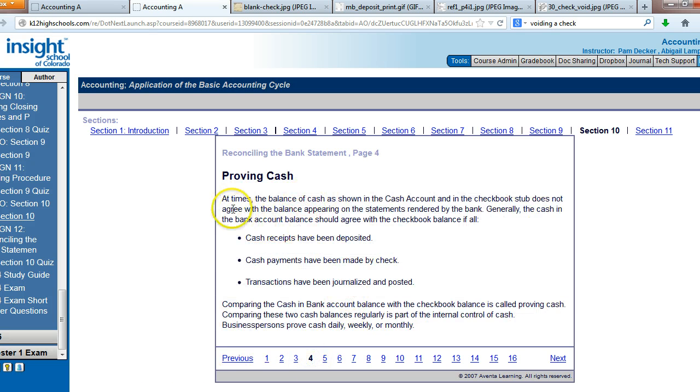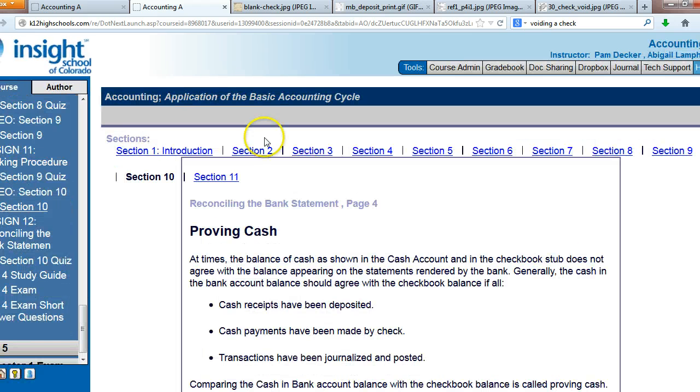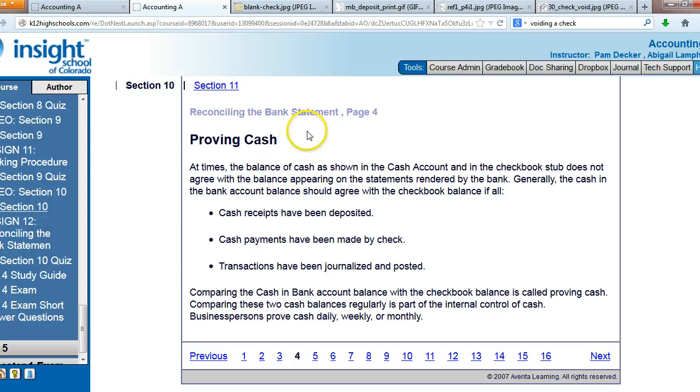Okay, so proving cash. At times the balance of cash, let me zoom in a little bit here, there you go. At times the balance of cash as shown in the cash account and the checkbook stub does not agree with the balance appearing on the statements rendered by the bank. So sometimes what we have in our personal records might not match what the bank has, and there can be several reasons for this, which we'll discuss here in a little bit.